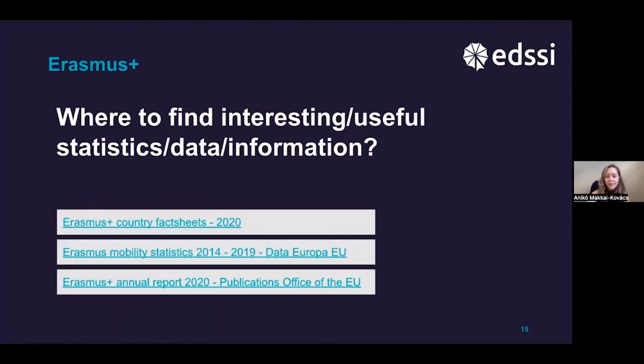Where to find interesting and useful statistics, data, and information if you need it: I collected here a few links, the Erasmus country fact sheets or the mobility statistics data annual report. So whenever you are preparing a policy paper for your university or trying to convince the leadership about something, these are statistics that can prove your point and help you to put your university into the context of Erasmus and higher education.